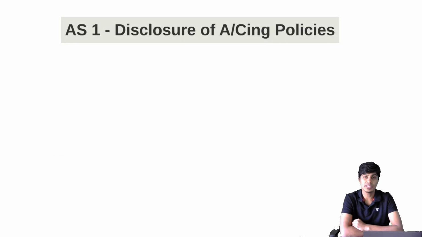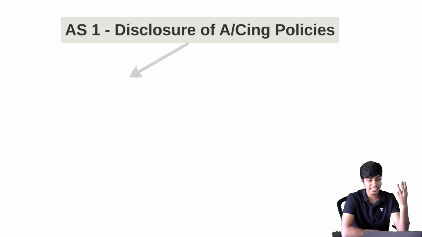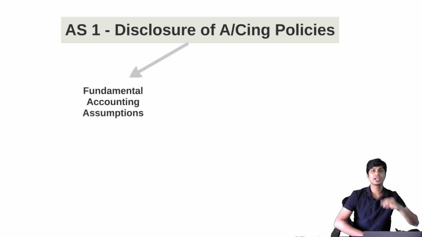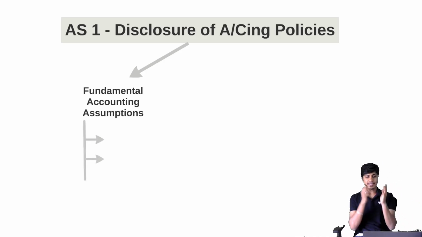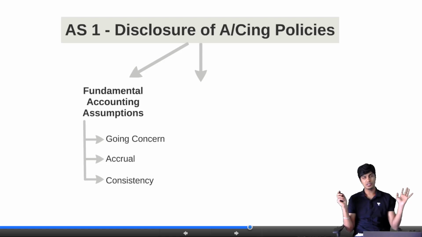Let's quickly start with accounting standard 1, disclosure of accounting policies. It basically covers 3 things for us. Number 1, fundamental accounting assumptions. There are 3 fundamental accounting assumptions: going concern, consistency, and accrual.